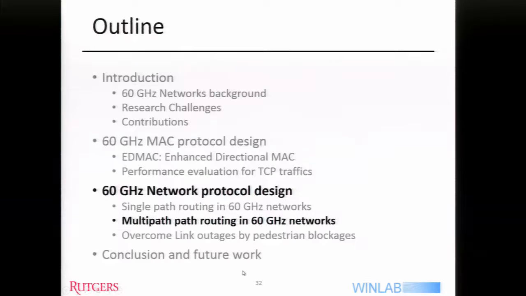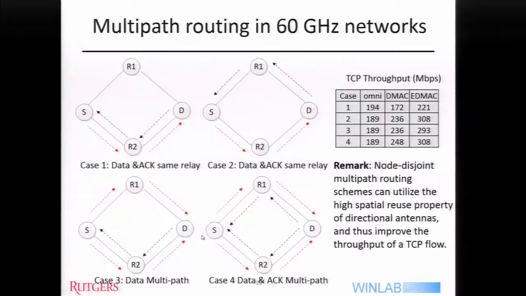And after the single path routing, we consider another scenario, which is multi-path routing. Here is a simple case, like I have mentioned, in a 60 gigahertz network, maybe the link between the source and the destination may be broken. So we may need to choose a relay node in the network in order to send a packet to the destination. There are several solutions. For example, this is a traditional solution. Both the source and destination choose the same relay node, so they will transmit all the TCP data and ACK.